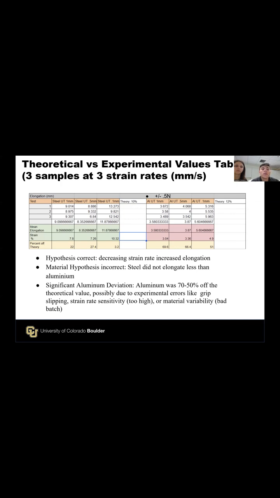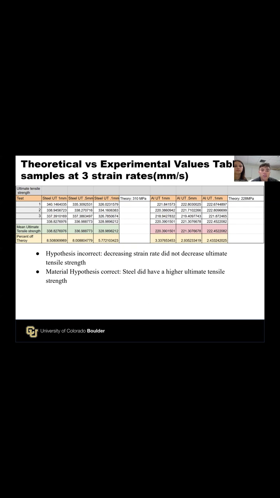The following table is just a summary of our ultimate tensile strength. Our initial hypothesis was incorrect, in that decreasing strain rate did not decrease ultimate tensile strength. However, on the other hand, our material hypothesis was correct: steel still did have a higher ultimate tensile strength than aluminum. And as we compare to theory, we can see that both these tests are relatively aligned, with steel roughly 8% off and aluminum roughly 3% off.